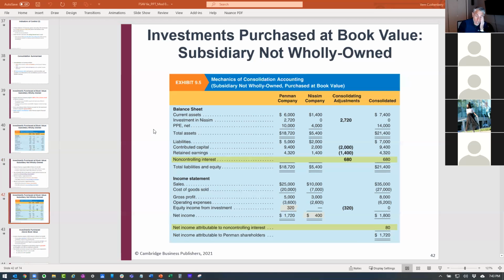And we're going to put another account on our financials called non-controlling interests that serves as a contra account and represents those shareholders that own a smaller stake in NISM in this case. And that shows up as a $680 entry on the balance sheet, and the non-controlling, or 20%, stake in the income would be $320.